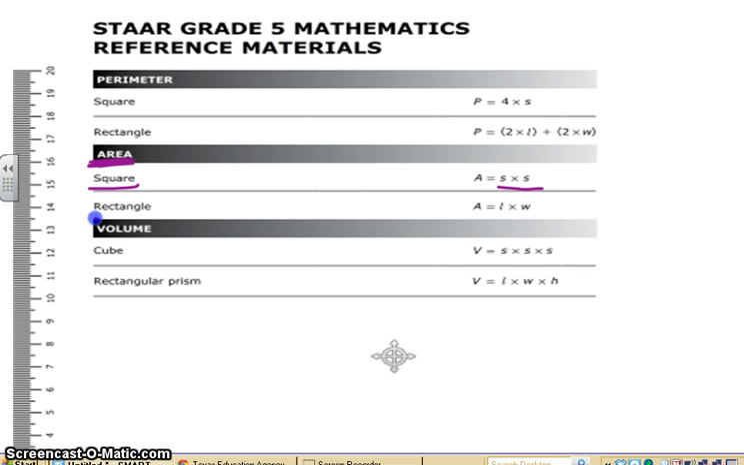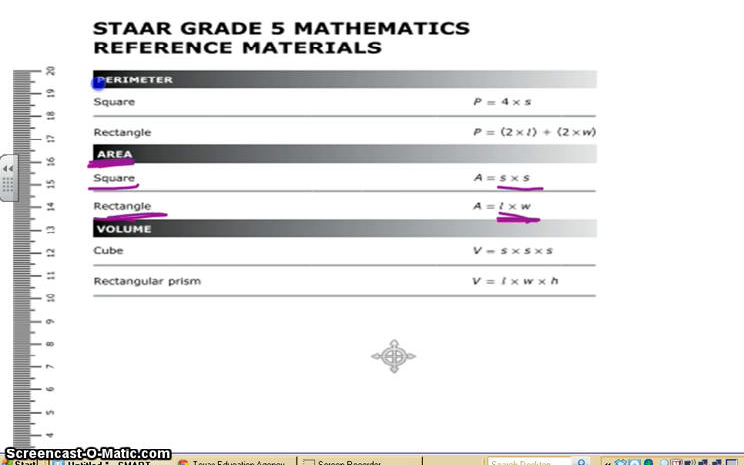And the formula for a rectangle is length times width. Now, why do you think this says length times width while this says side times side? Well, in a square, we can't really identify the length and the width because they're all the same side. So that's why they just say side times side. In a rectangle, it's easy to identify the length and the width because they're different sizes.